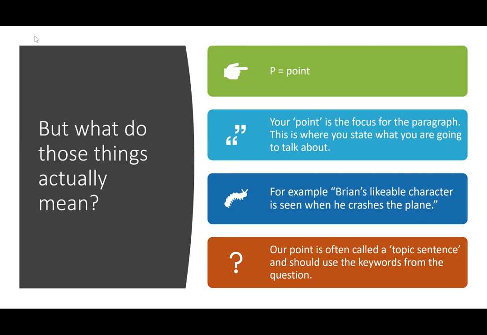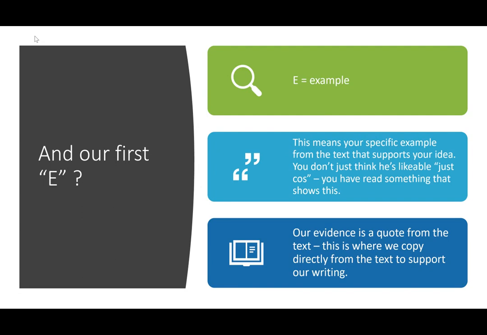You would be using keywords from the question in your point. It's a really good way to anchor your paragraph and know that you're actually linking and answering the question. So likable character are our keywords. So you've got a point. Then you move on to your example or your evidence. This means a specific example from the text. And that is a quote. So if you think about the fact that you're creating an argument, if you say your argument is that Brian or Simon's character is likable, or this setting is important, this relationship is interesting, you have to have something to back it up.